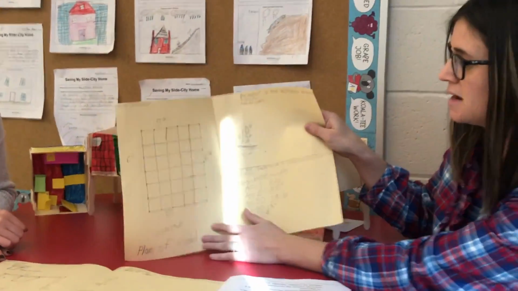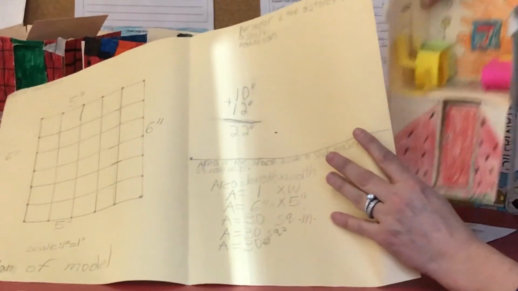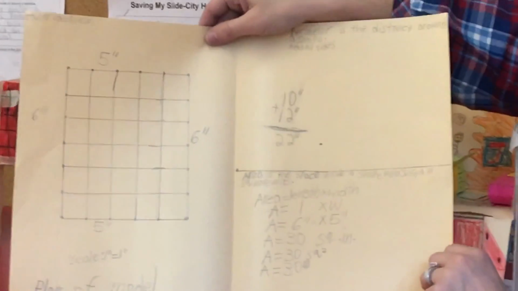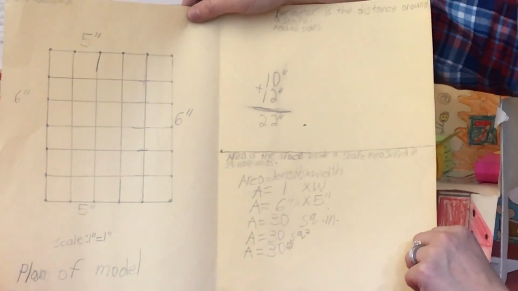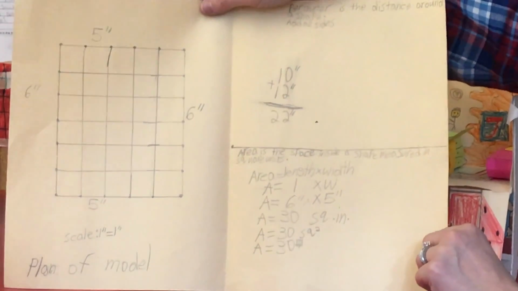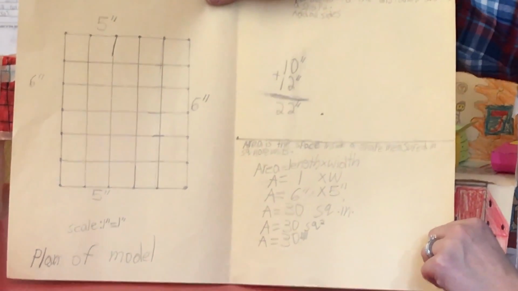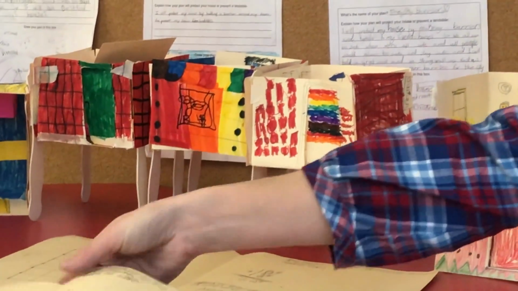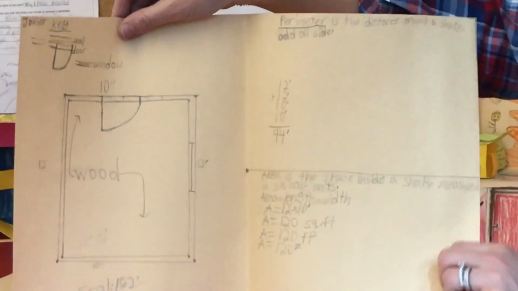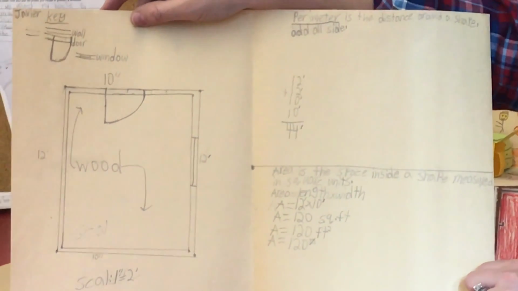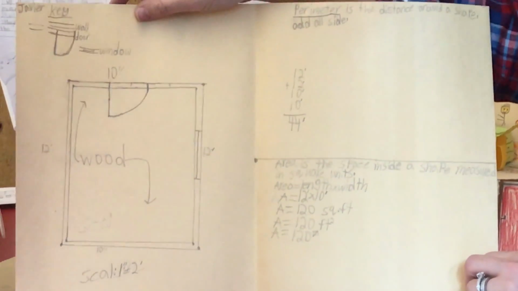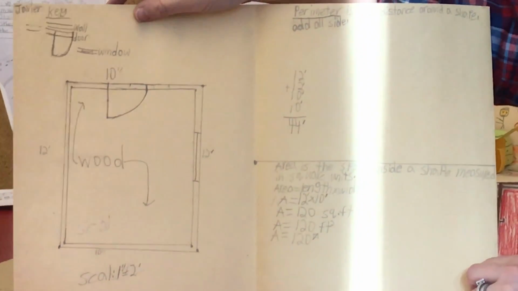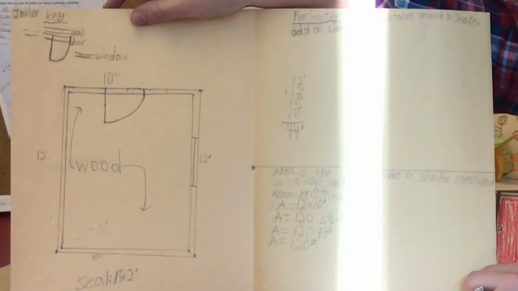So we started with the plan of the model. They looked at the models, which are located here. This is a finished version. They needed to use square units and rulers to measure and find the area and perimeter of the model in inches. And then we moved to the plan of the room, where they still used area and perimeter to solve the problem. However, now we used a scale, which using inches was 1 inch equals 2 feet.